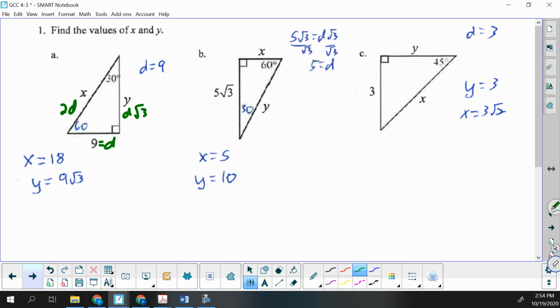Across from 60 is D radical 3, so take that 5 radical 3 equal to D radical 3. Divide each side by radical 3, you get D is 5. So across from 30 is just D, that's why X is 5. Across from 90 is 2 times D, that's why Y is 10.